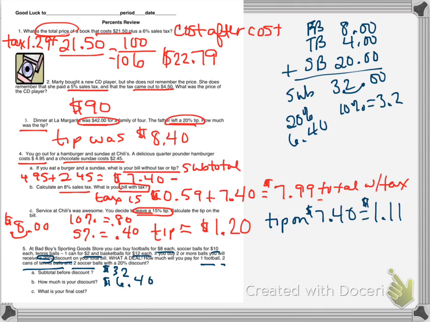So your final cost means, remember, discount subtract. So we're going to have to say $32 minus $6.40. We're going to borrow. This becomes 11 and a 2. 2560. So $25.60 for all of those balls.